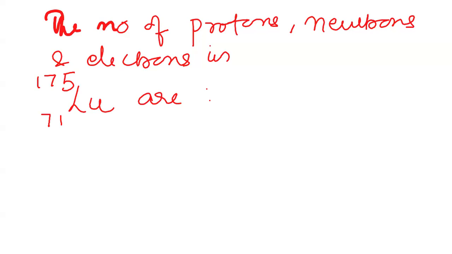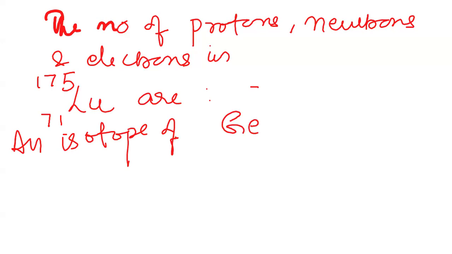Now next, this is an AIPMT question. An isotope of germanium, that is 76 and 32, is... tell me now.